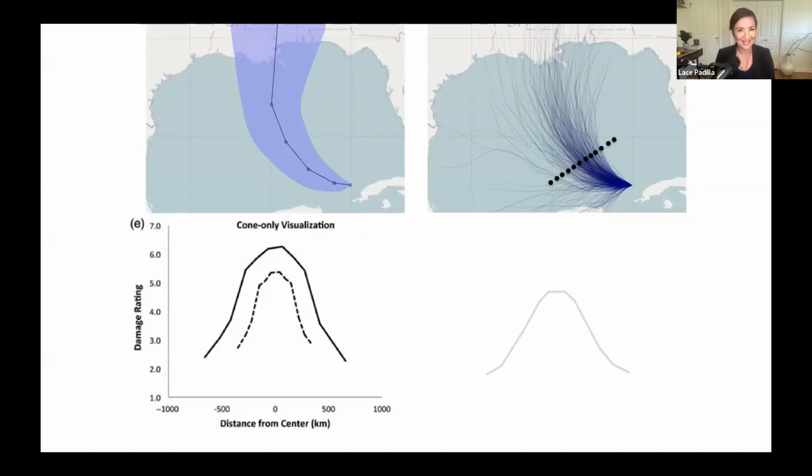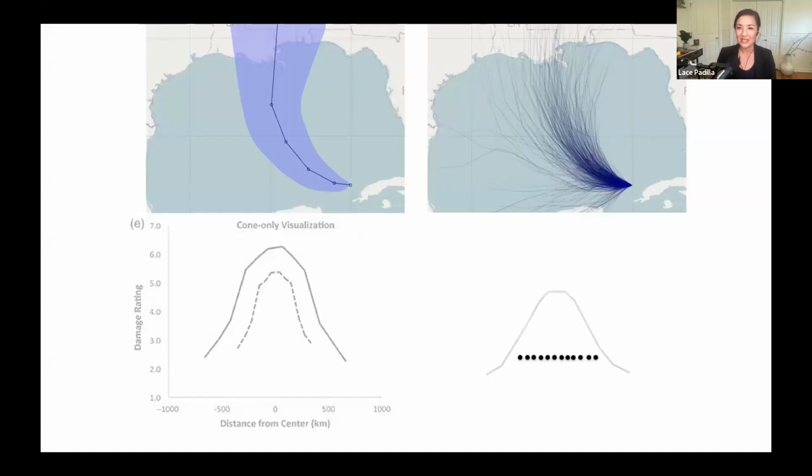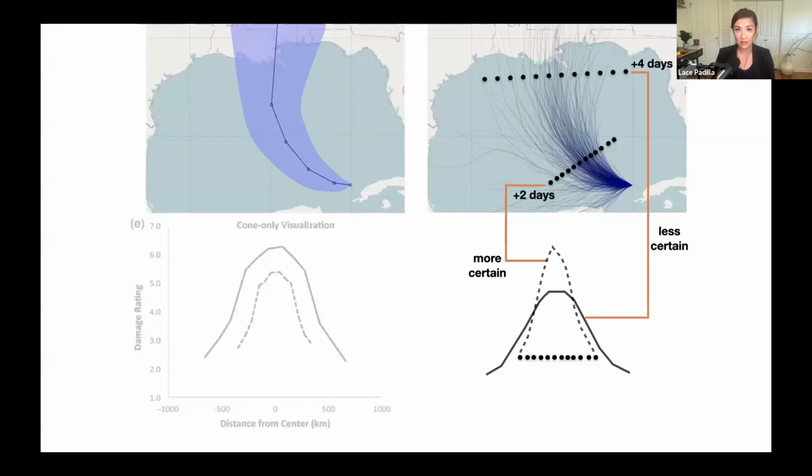If we do the same thing with the ensemble, it just so happens that their pattern of response looks like a normal distribution with 1 standard deviation. And what this is indicating to us is that they are aware that we are more certain about where the storm will be in 2 days versus 4 days, based on the nature of the distributions in their responses, which is excellent.